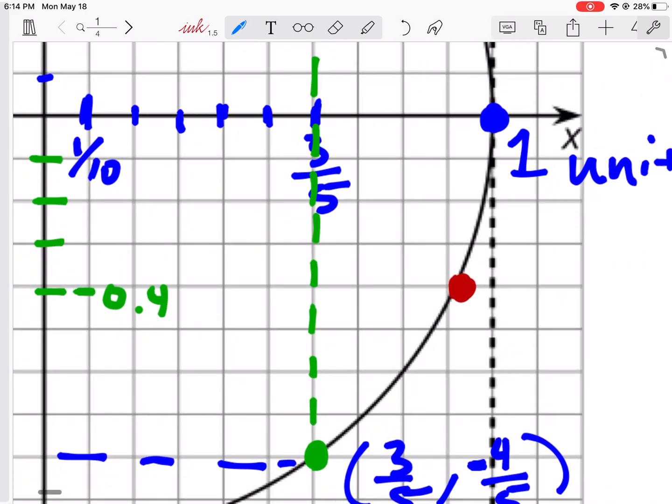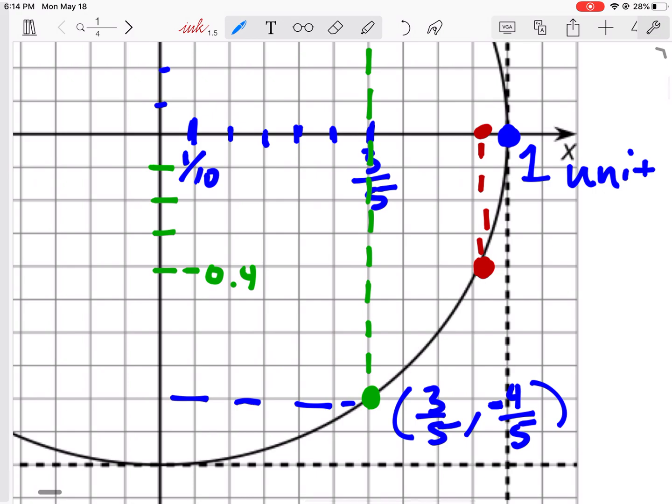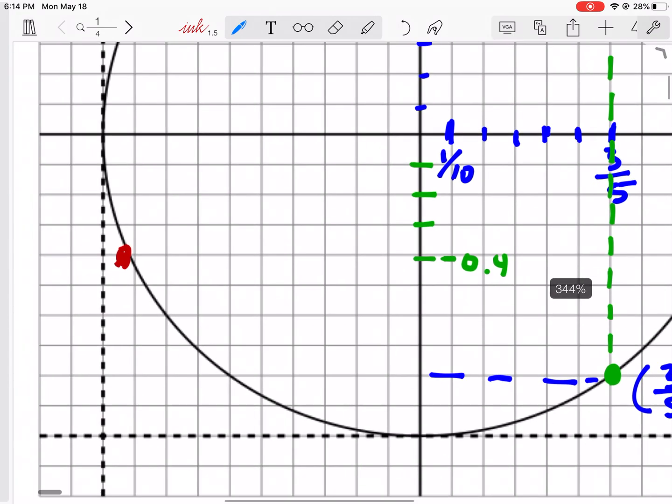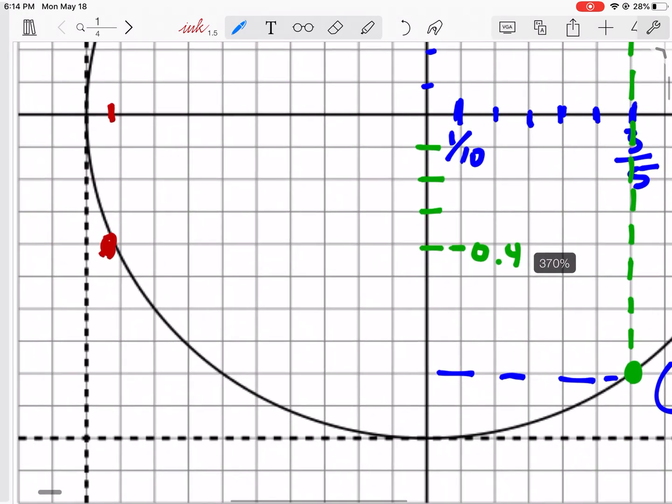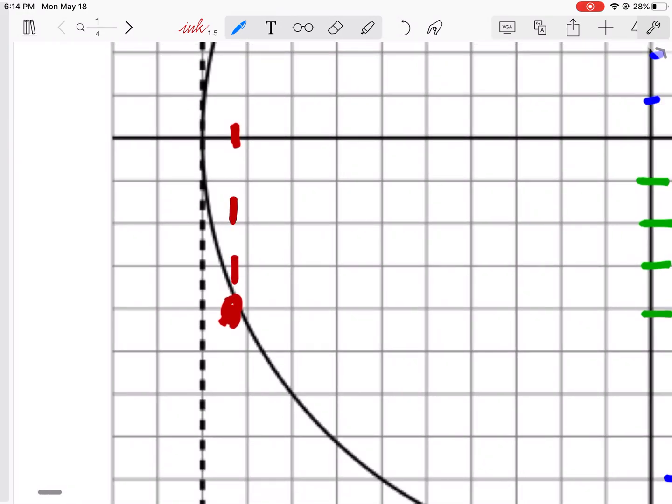Well, let's draw a dashed line up. Estimating, that seems like it's a little more than, well, this is 9/10 right here. So a little more than 9/10. Same idea here, a little more than negative 9/10. We got to figure out what that actually is.